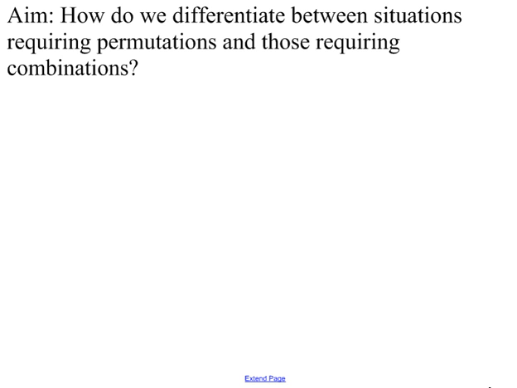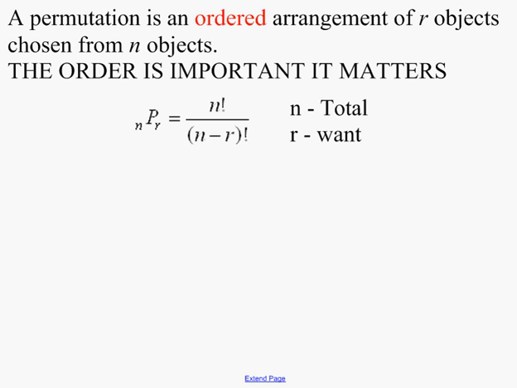Hey, it's Mr. E here, and our aim for this video is how do we differentiate between situations requiring permutations and those requiring combinations. So a permutation is an ordered arrangement of R objects chosen from N objects. The order is important and it matters. So let's look at an example that requires the use of this permutation.